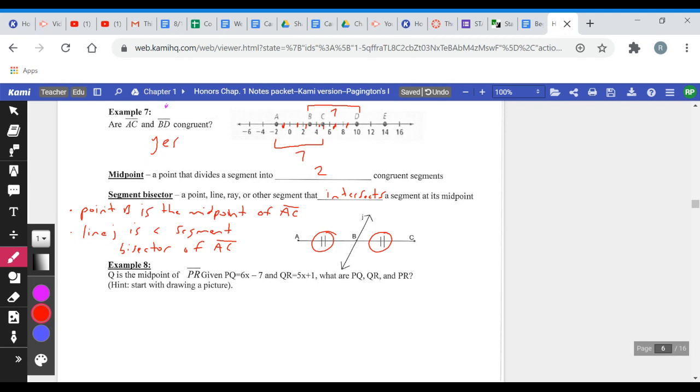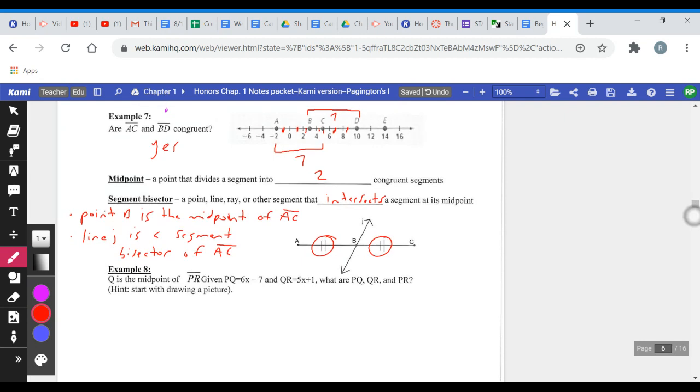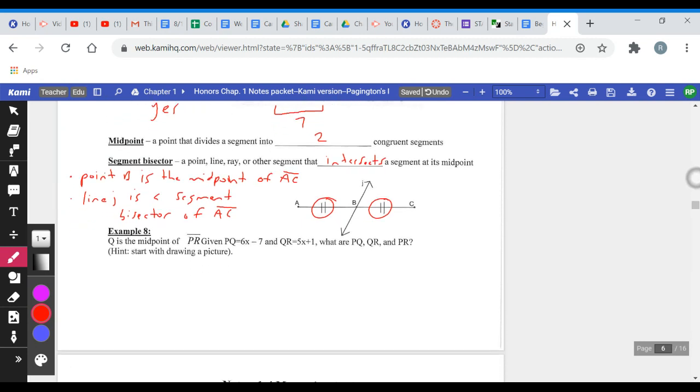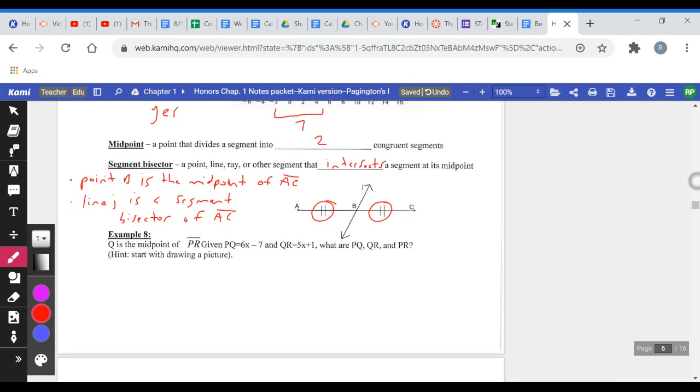Okay, on example 8, our last little bit here, what I would recommend is read that question, see if you can draw a picture that fits that information, label your picture, and then try to set up a true equation based on your picture. And then I want you to come back on and check yours with mine. So go ahead and do that, please.